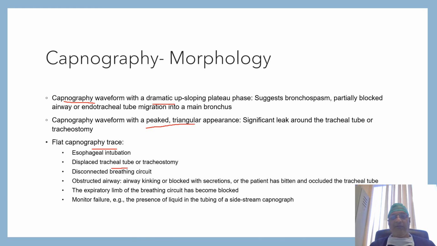Flat capnography trace is seen whenever there is esophageal intubation, a displaced tracheal tube or tracheostomy tube, a disconnected breathing circuit, an obstructed airway, or when the expiratory limb of the breathing circuit has become blocked, or it may be because of monitor failure when there is presence of liquid in the tubing of a side stream capnograph.